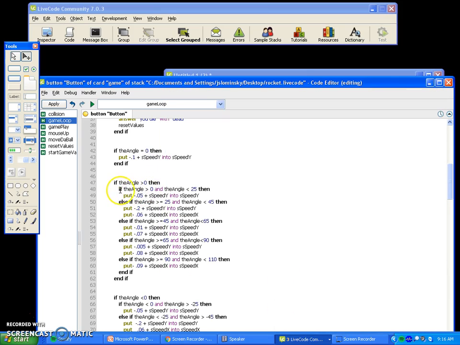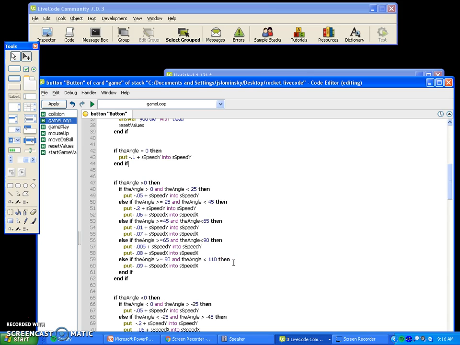If the angle is greater than 0 and less than 25. So we're basically breaking this up into quadrants. We're going 0 to 25, 25 to 45, 45 to 65, 65 to 90, and then 90 to 110. We don't go above 110. You could, but if you're over 110, it won't do anything. It'll have no effect.